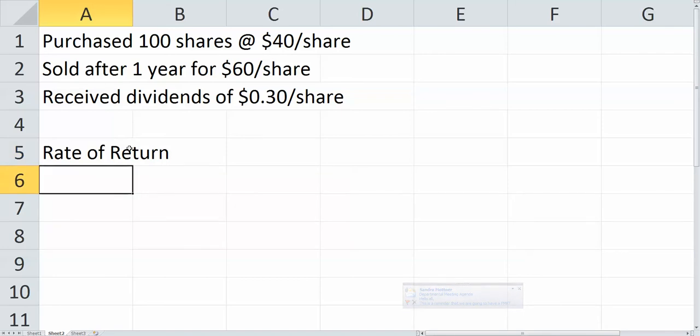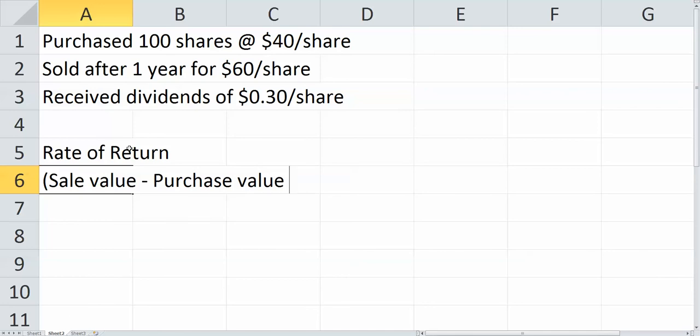To calculate your rate of return, the formula is the sale price or sale value minus the purchase value or purchase price plus any dividends minus any taxes. And all that is divided by the purchase value.